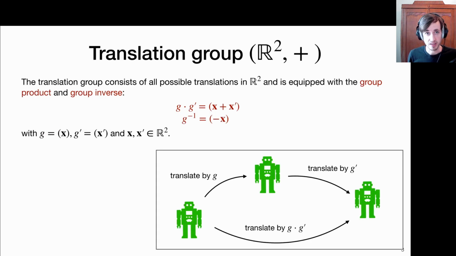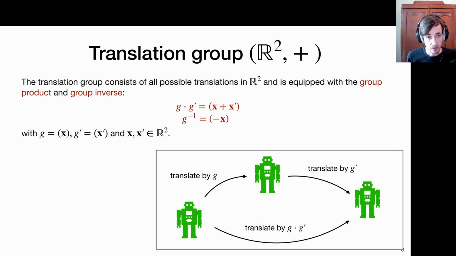A very basic example of a group is the translation group. The translation group consists of all possible translations, which are parameterized by vectors in R2, and it is equipped with a group product and a group inverse as follows. G represents my group elements, so two elements of this set, and I can combine them together with the group product. If I have one translation and another translation, G prime, I can combine them with the group product, and I do that via vector addition. That's how I define this group product. I just add these vectors. And similarly, there's a group inverse, which is negating this vector.